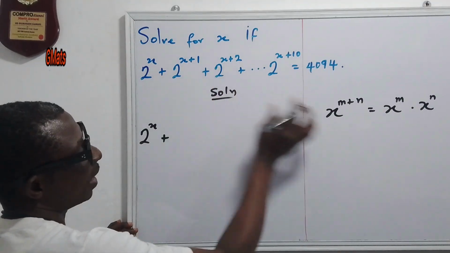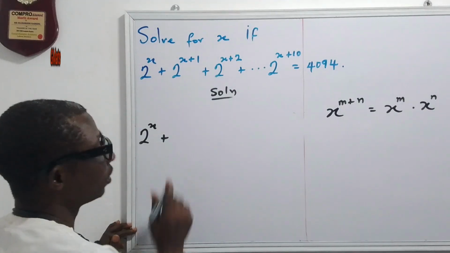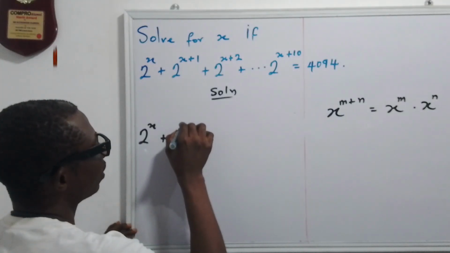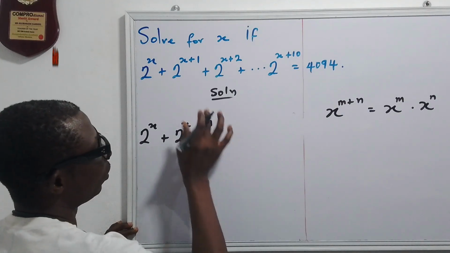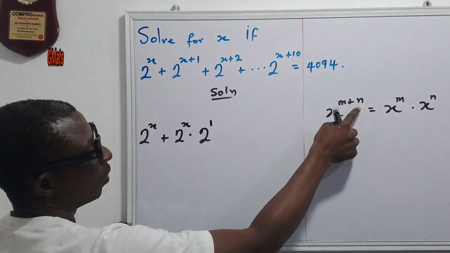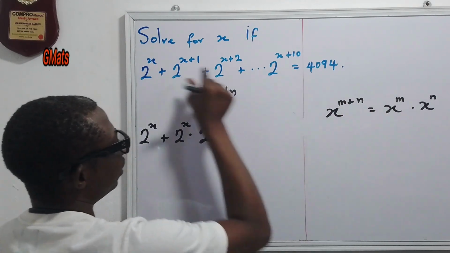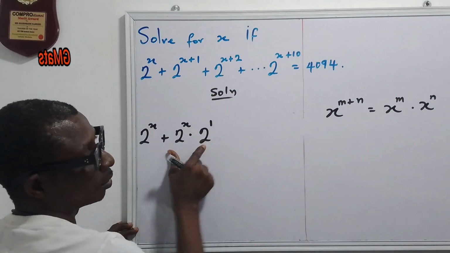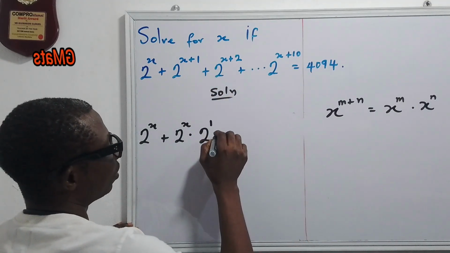I'm going to apply this rule on this 2 raised to the power of x plus 1. So we have 2 raised to the power of x times 2 raised to the power of 1. If you compare this with this, now your m is x while your n is 1. So I've expressed this such that it looks like this. Can you see that?